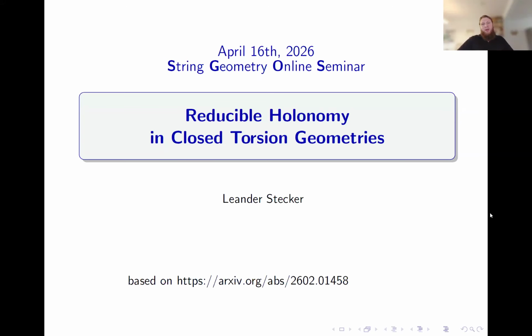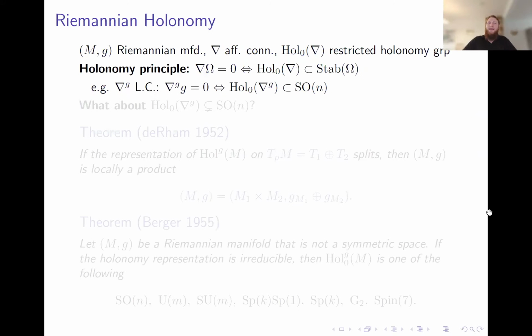So my approach is I'm going through this concept of reducible holonomy, and I want to arrive at closed torsion, but I'm going to start where most of these holonomy stories start, that is the classical Riemannian case.